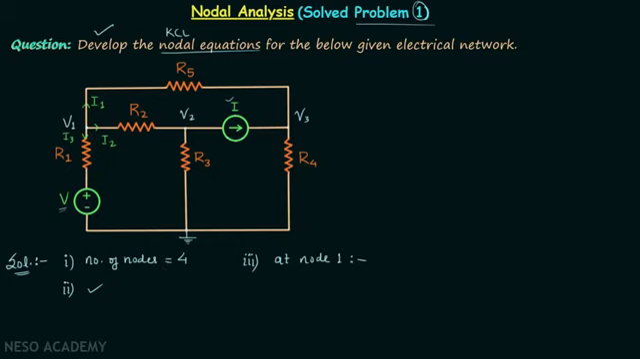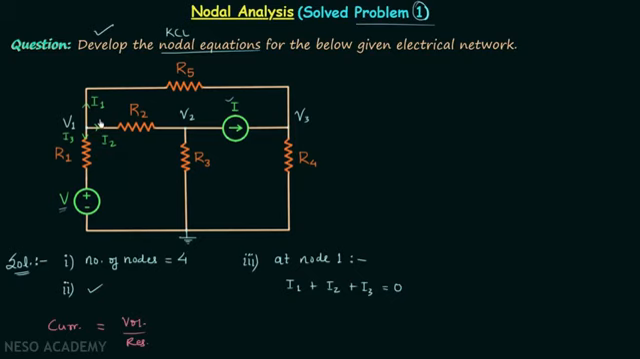Now according to KCL, the sum of outgoing currents must be equal to the sum of incoming currents. Here there are no incoming currents, therefore the sum of incoming currents will be equal to 0. So finally we can say that current I1 plus current I2 plus current I3 is equal to 0. And from Ohm's law we know that the current is equal to the voltage divided by the resistance.